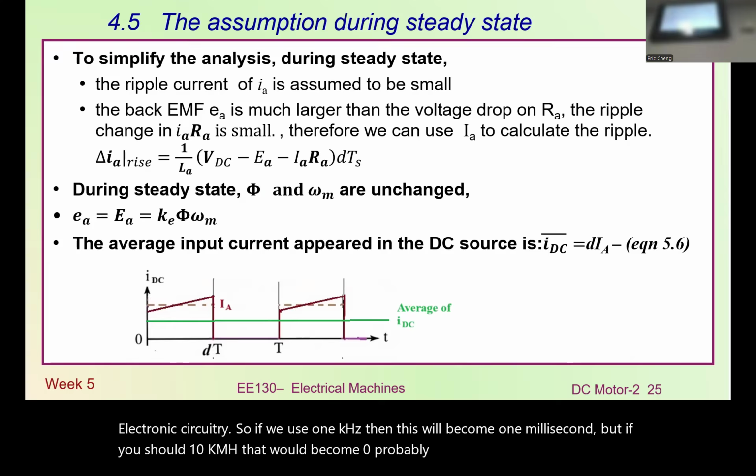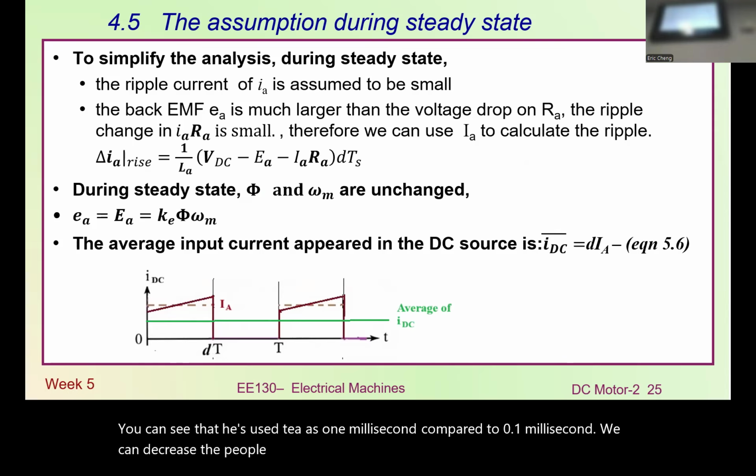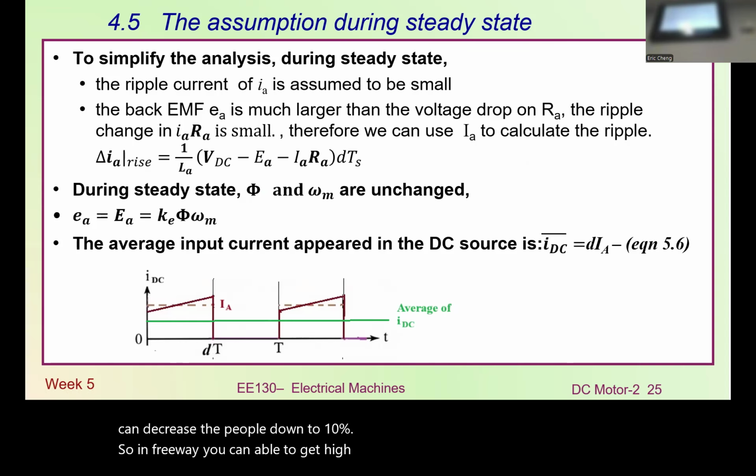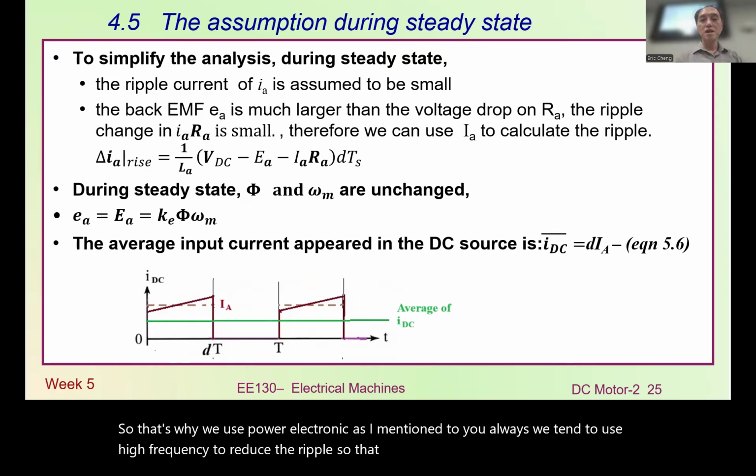So look at that equation. You can see that if you use T as 1 millisecond compared to 0.1 millisecond, we can decrease the ripple down to 10%. So if you are able to get a high frequency, you can reduce the ripple. It's straightforward, right? So that's why we use power electronics. As I mentioned to you, we always tend to use high frequency to reduce the ripple. So that means we use higher frequency.